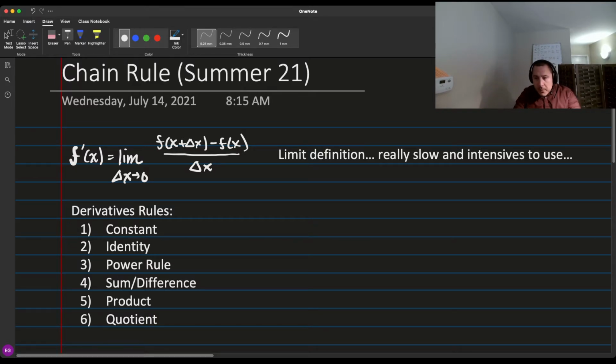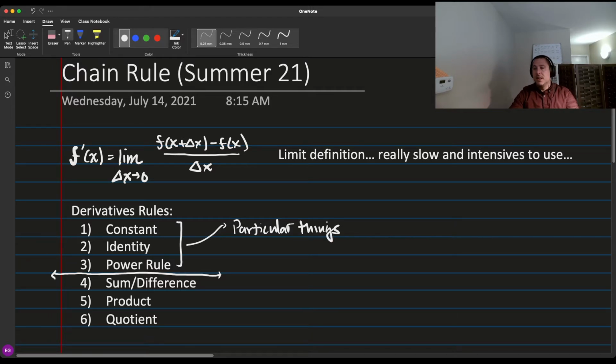So, there's a difference between 1, 2, and 3, and 4, 5, and 6. So 1, 2, and 3 are how to take the derivatives of particular things. For instance, the constant rule is how do you take the derivative of a constant? Well, you get 0. The power rule is how do you take the derivative of a power, x to the n? Well, we know it's n times x to the n minus 1.